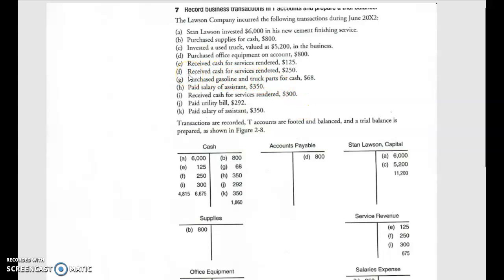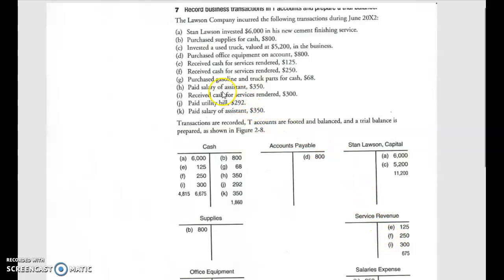Transaction F, received cash for services rendered. That's a duplicate transaction, just like the letter E. Letter F is done the same way. So we increase cash. We're identifying the transaction with the letter. We're debiting it $250 to increase cash, because to increase cash is to debit it. And then we are increasing our service revenue $250 on the credit side, because for every debit we need a credit, and we have identified it by the letter.